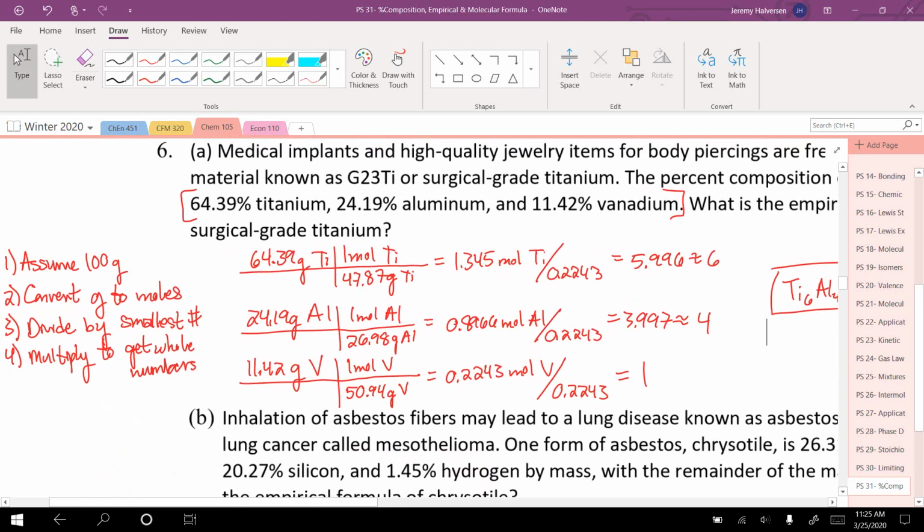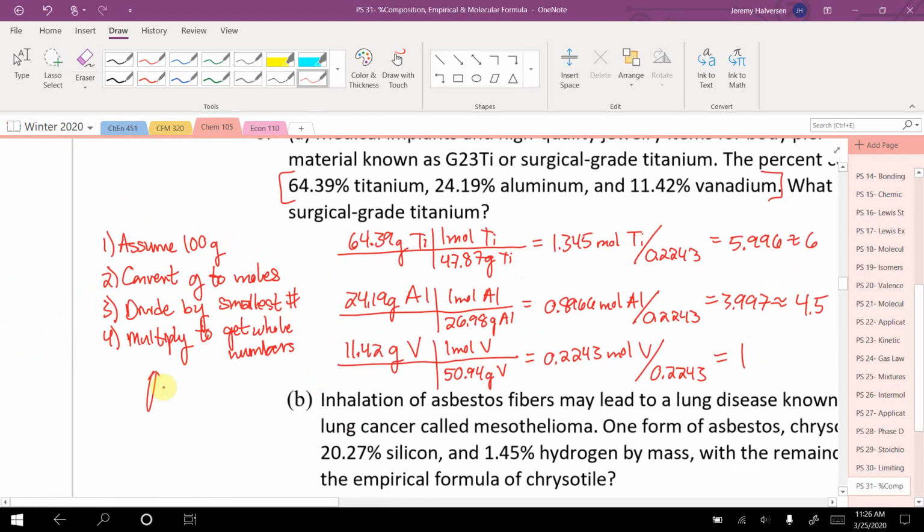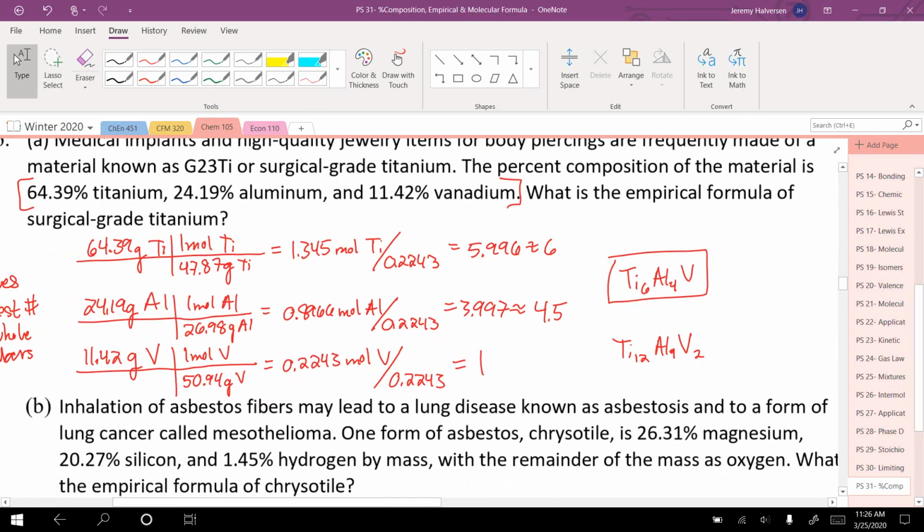Because the last step is that if, let's say that I did this problem and I got 4.5 here, after I divided by the smallest, I can't have that fraction. But because it's a half, what I can do is multiply everything by 2, and I get titanium 12, aluminum 9, vanadium 2. Okay, so that's that last step, multiply to get whole numbers. You're going to multiply by 2 or by 3 or by 4 to get whole numbers. That's not the case here, so I'll erase it. In this case, we didn't have to multiply by anything to get whole numbers.